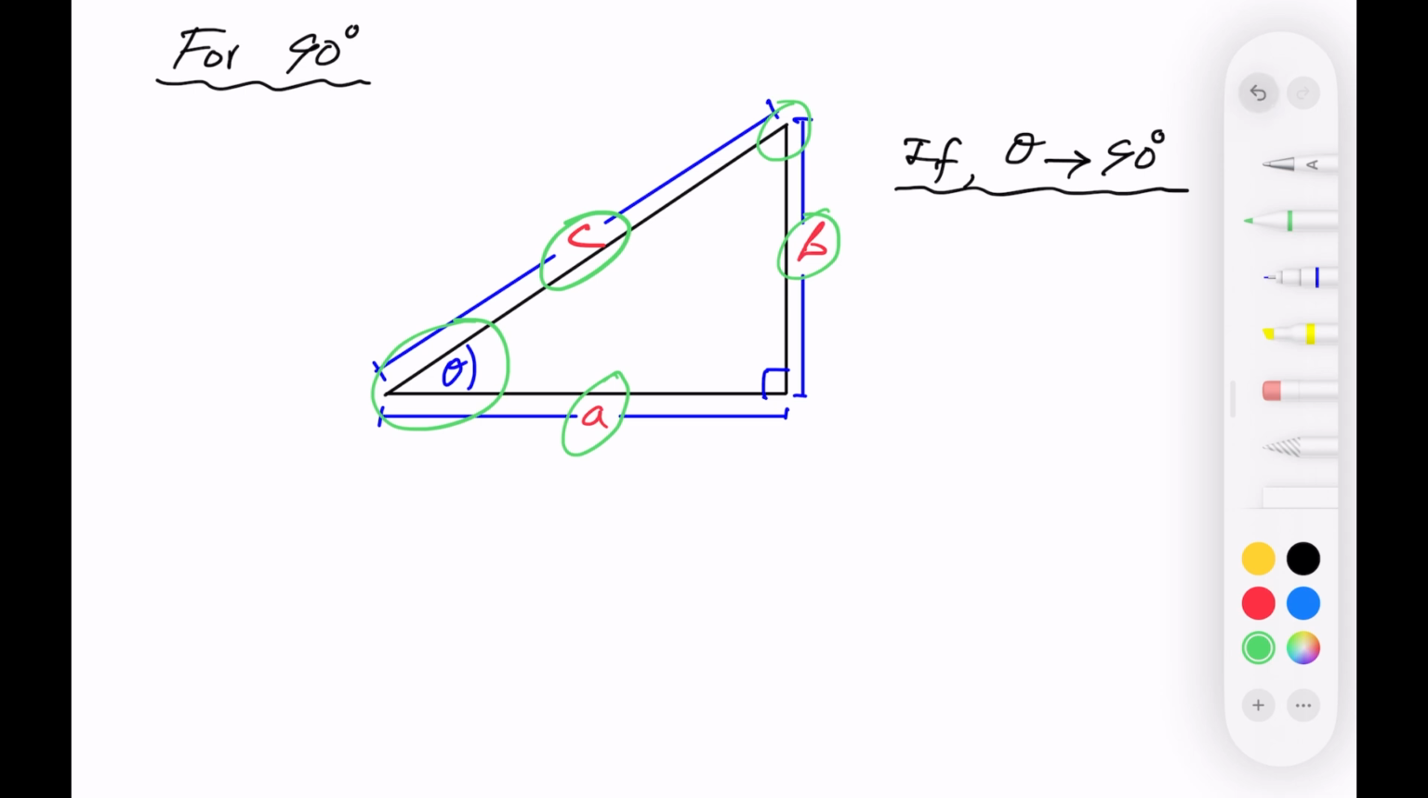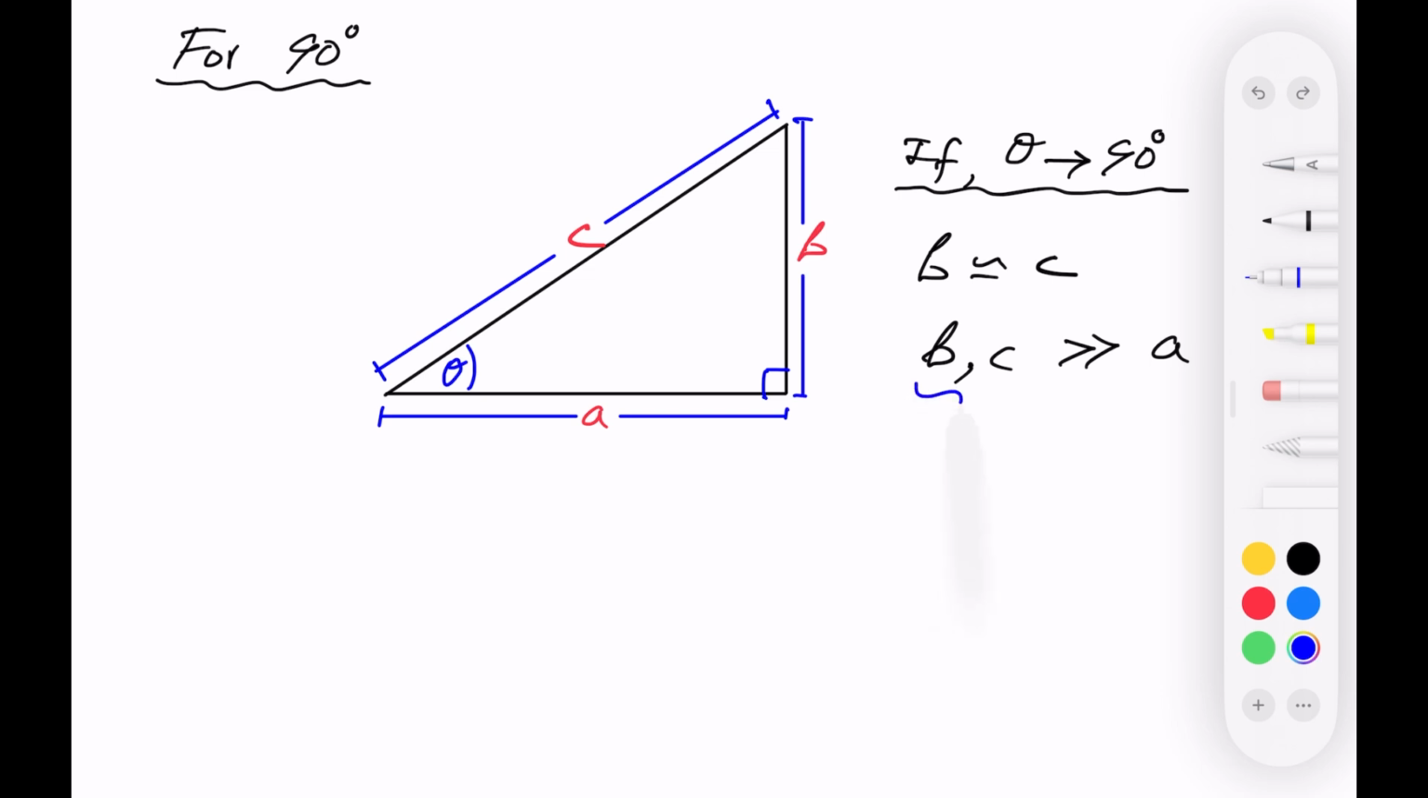So let's go ahead and write down that summary. As theta approaches 90 degrees, B will be approximately equal to C, and B and C will be very large compared to A. That means A divided by B will be almost equal to 0. A divided by C will also be equal to almost 0. So remember that B and C are very large.